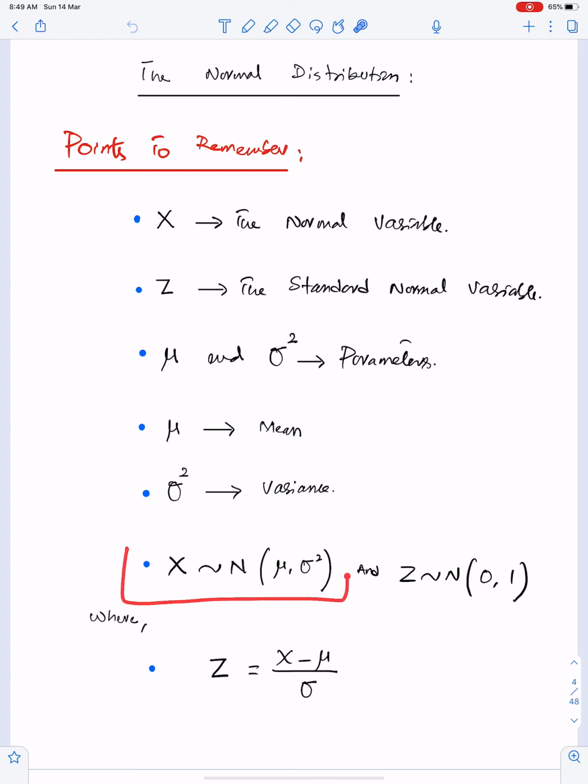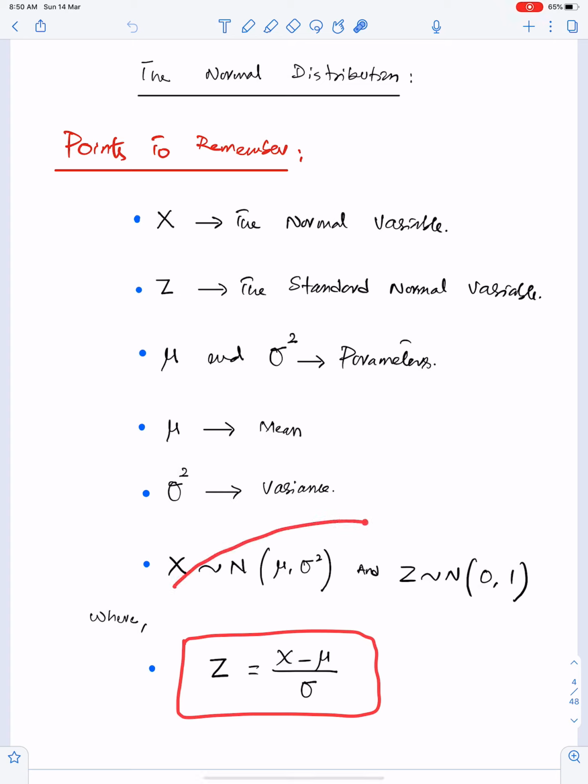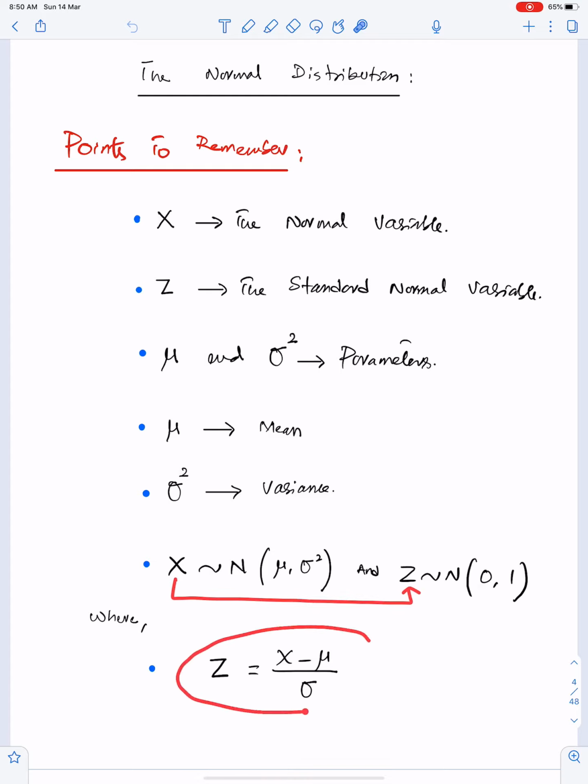You can describe the distribution in this way. X follows normal with mean mu and variance sigma square. This is the standard normal variable. You can call this Z follows normal with mean 0 and standard deviation 1. And this is the formula through which we can convert the statement from X to Z. In order to transform the statement from X to Z, use this formula.